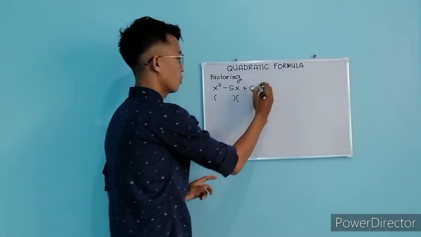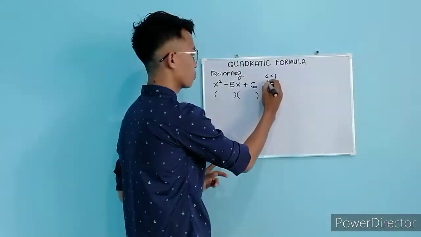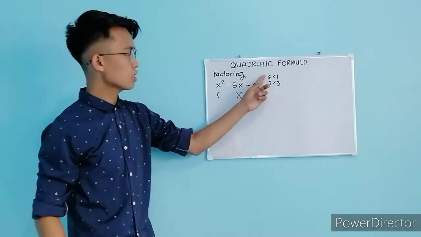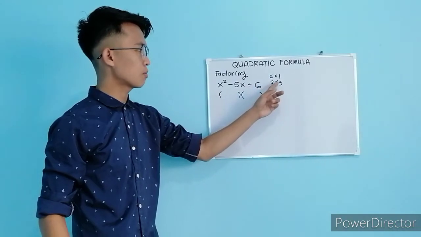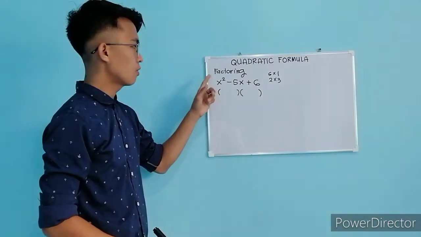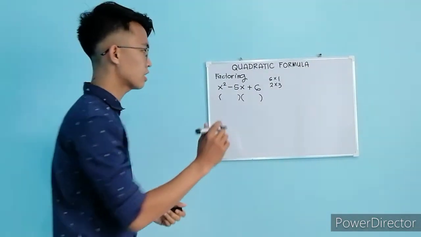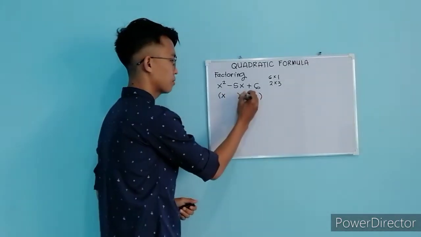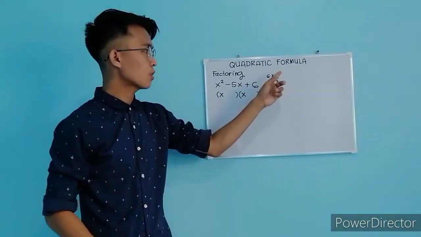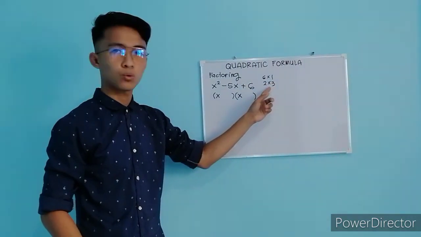Let's say we have 6 times 1. Another one is 2 times 3. Or even vice versa. So 6 times 1 is equal to 6. 2 times 3 is equal to 6 also. So let us first factor out x squared. What is the factor of x squared? That is x times x. Now, we will decide which factor of 6 we are going to use. Is that 6 times 1 or 2 times 3?